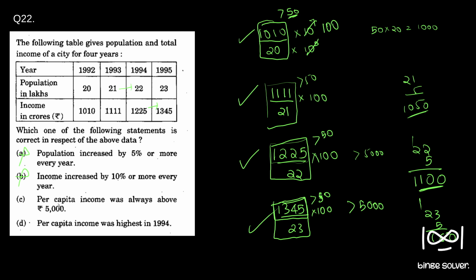Per capita income was always above 5000. So answer C is correct. We don't have to check D, we can just go with the answer C as the solution.